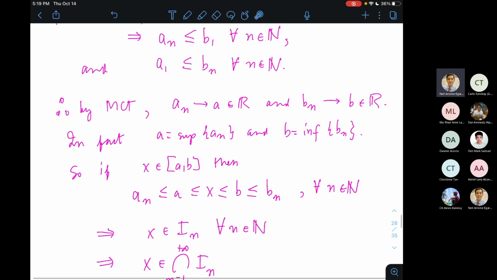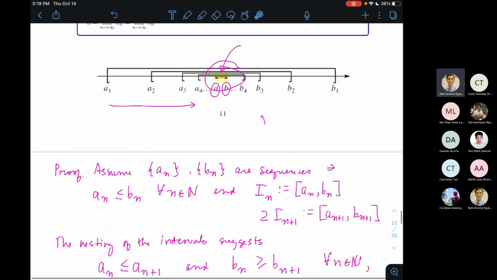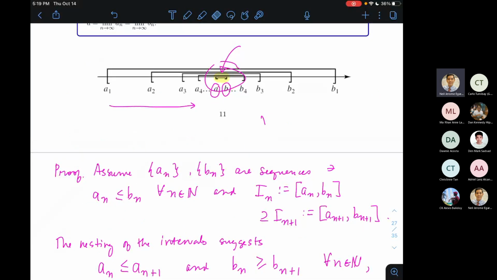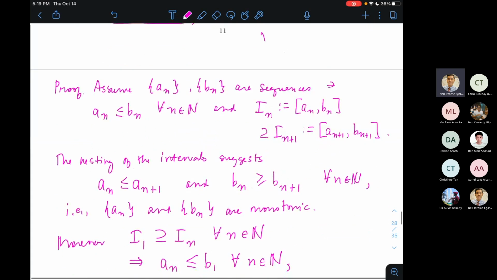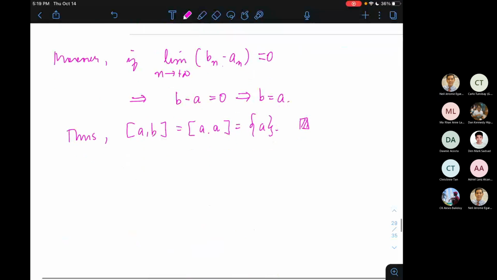So ibig sabihin lang, kung babalikan natin yung drawing natin kanina ng mga nested interval, ibig sabihin, hindi pala to si A, hindi to si B, pero ito lang siya, A equals B. So yung intersection ng lahat ng mga nested interval ay isang point lamang kung ang limit ng lengths ng mga nested intervals ay nag-approach sa 0. Okay? And I think that completes the proof.